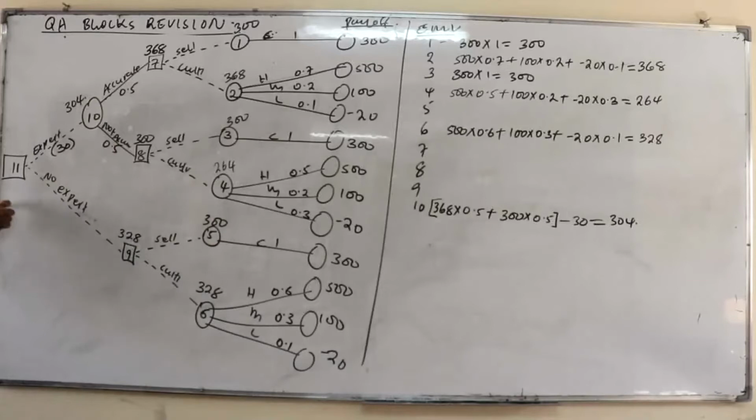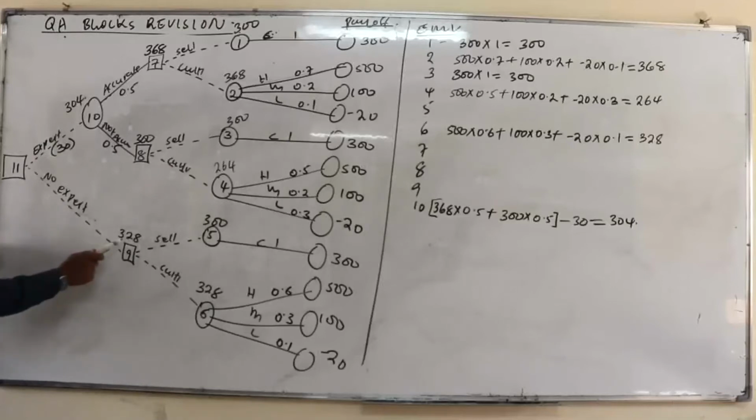Node 11 has two options. You either go for expert or no expert. Now for the option you just select, you don't compute anything, and you take the one with the highest EMV. If you go for the expert, the EMV is 304. No expert, the EMV is 328. So take the highest, which is 328. So that means if you have to make your decision, you have selected 328 so that you advise no expert.